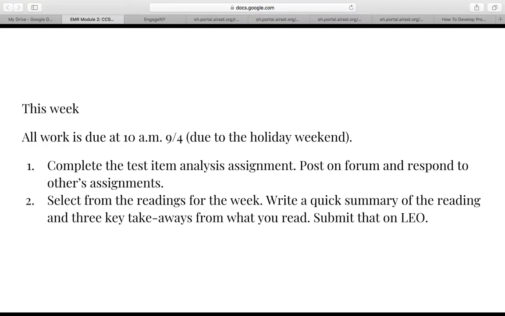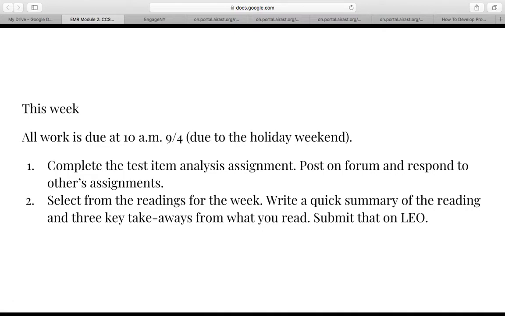So let's talk about what's due this week. First of all, because of the holiday weekend, I've chosen to give you until 10 a.m. on the 4th. That gives people that are not working ahead some time to be with your family over the holiday weekend. It also means that the next module you're going to have a little bit less time on it, so bear that in mind if you take the option of the extended time.